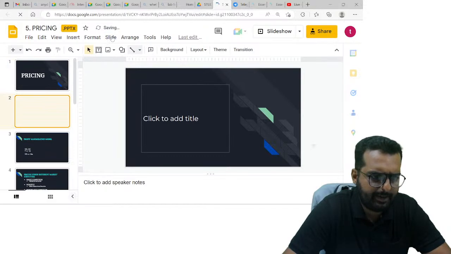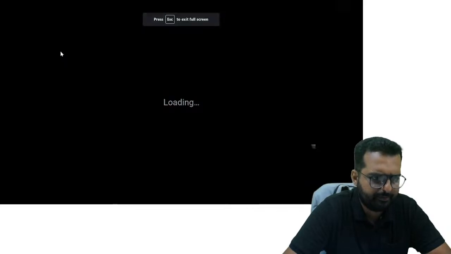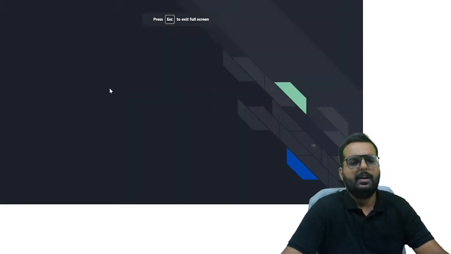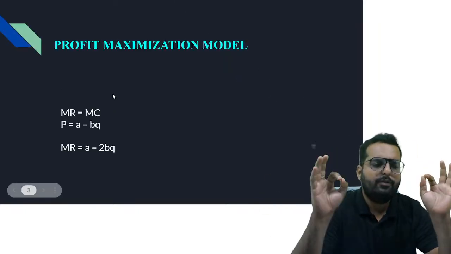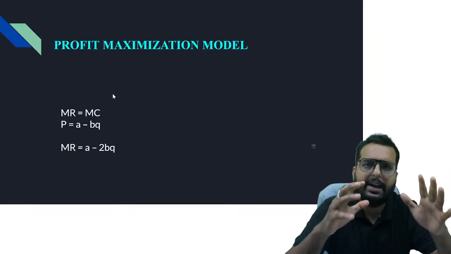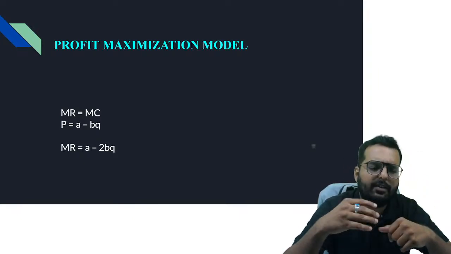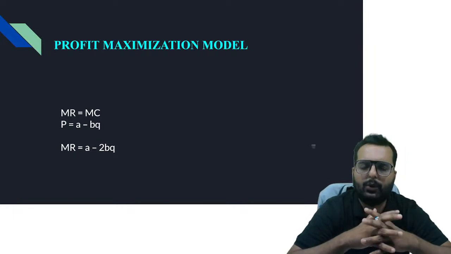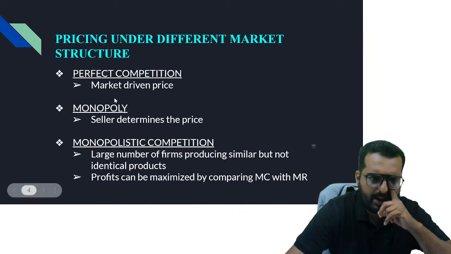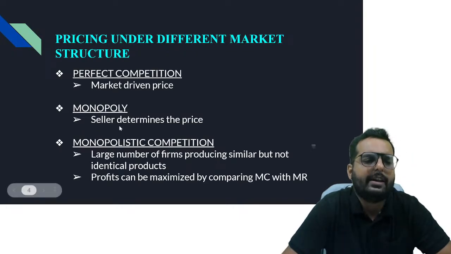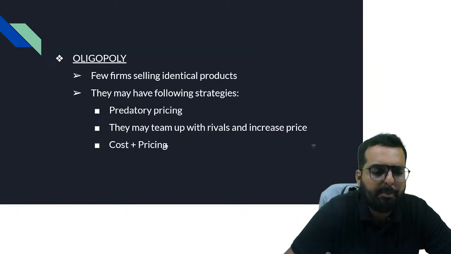Alright friends, I'll now start off with this slideshow. Let us start with this theory chapter, pricing. As I started off, first is the equation that I taught you. At optimum profit, your MR will be equal to MC and price is equal to A minus BQ. MR is equal to what? A minus 2BQ.